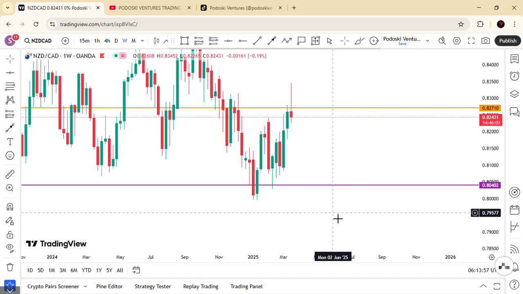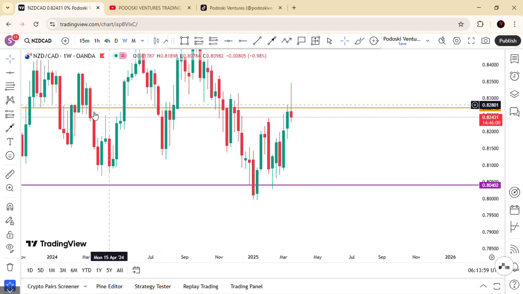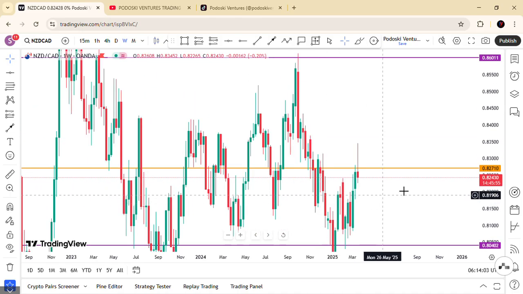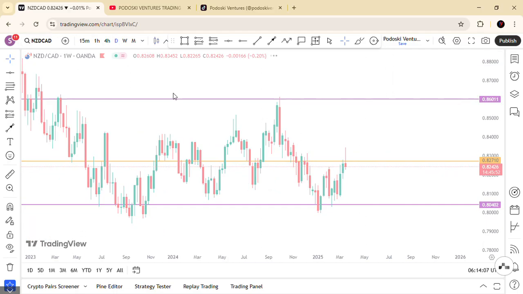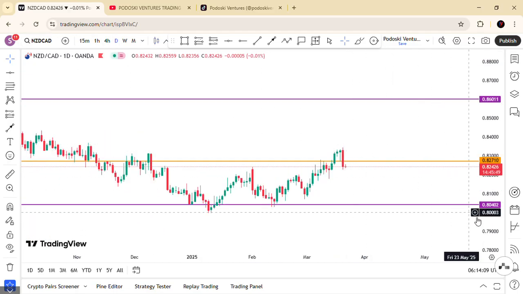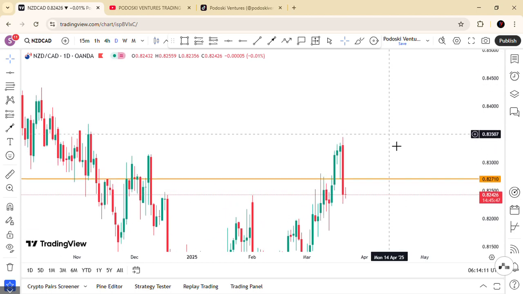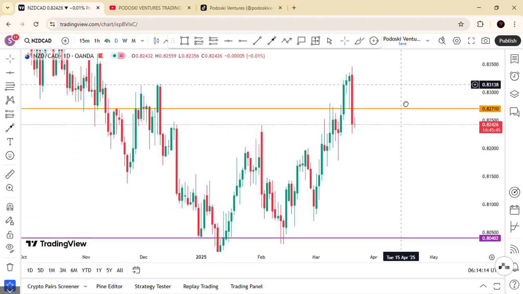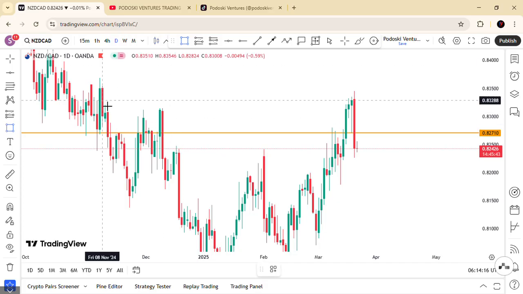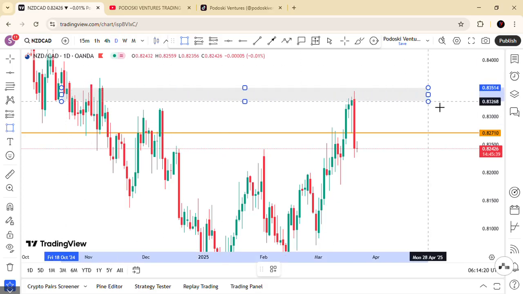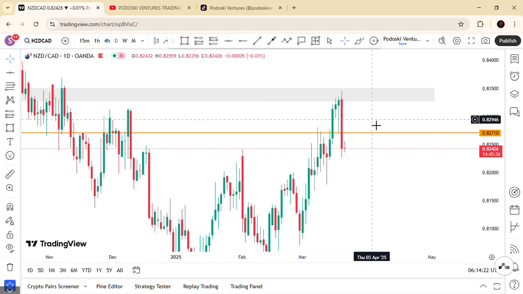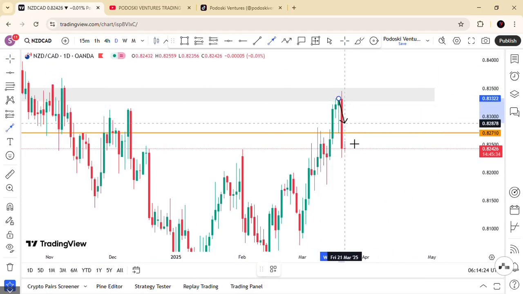So let's go to the daily. Since you have only seen the weekly resistance, you only saw one zone currently. Here on the daily time frame, you could see price previously went to tap into this resistance zone. Then after tapping into the resistance, a massive drop.